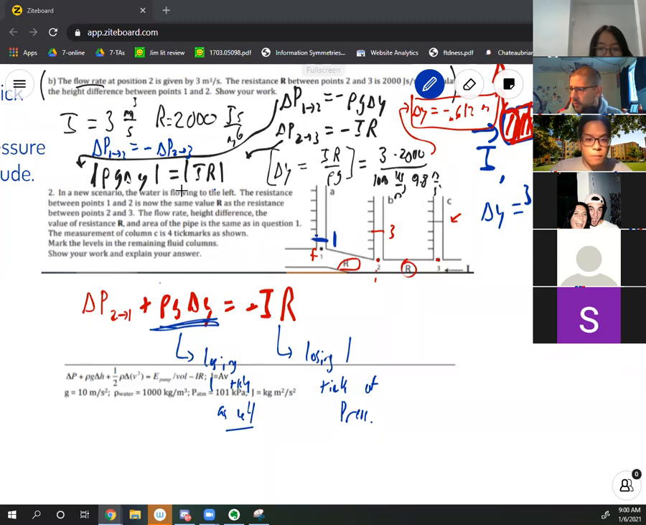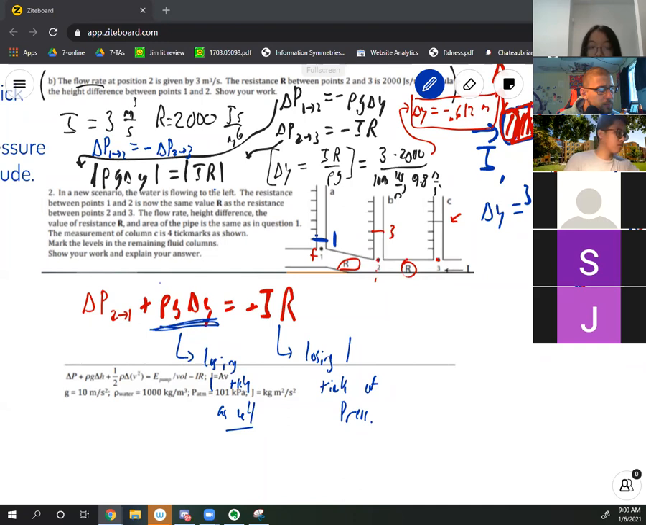Isn't 0.3 at 4 tick marks? 0.3 is at 4 tick marks, yes. Y is rho G delta Y if there's no change in height. There is a change in height between 0.2 and 1. That's what I was interested in for the second part.